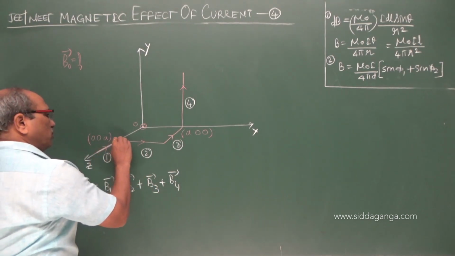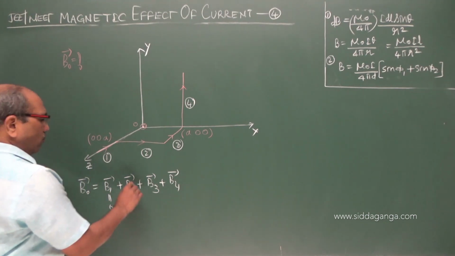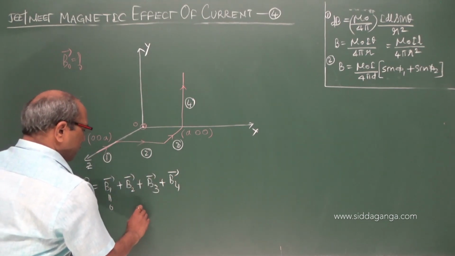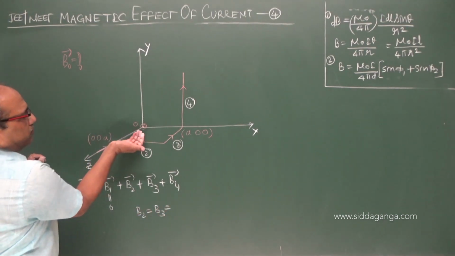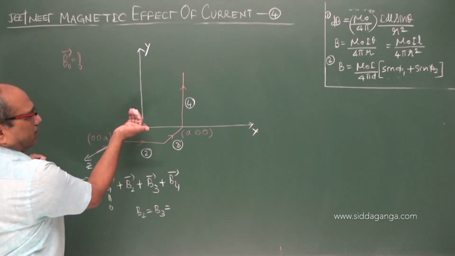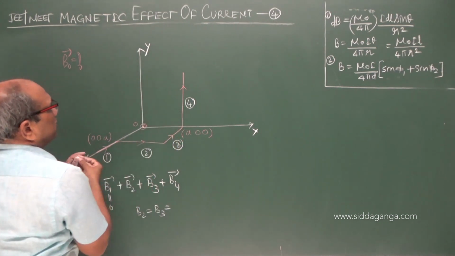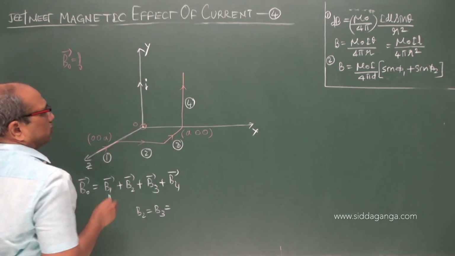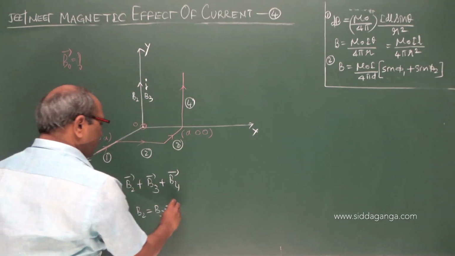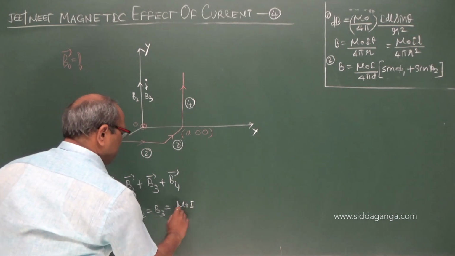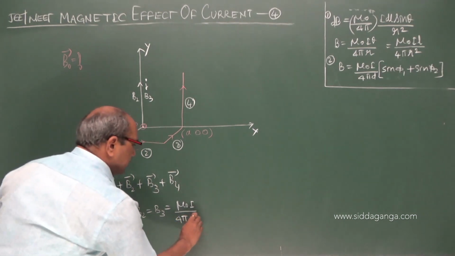But B1 is 0 because it is in line with the point. Therefore, this is 0. Let it be. B2 and B3 have the same magnitude and even the same direction. If you see, this is outward. That means the direction is J, and the third is also J. That means both are acting in the J direction, with B2 or B3 of the same magnitude and direction. That becomes mu naught I by 4 pi. This distance is A.